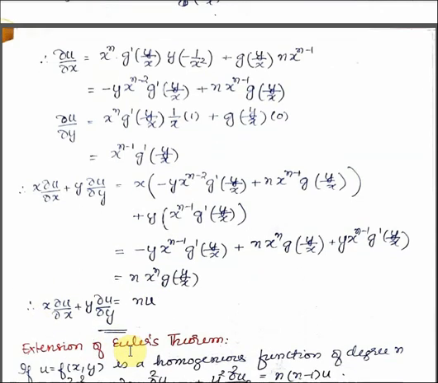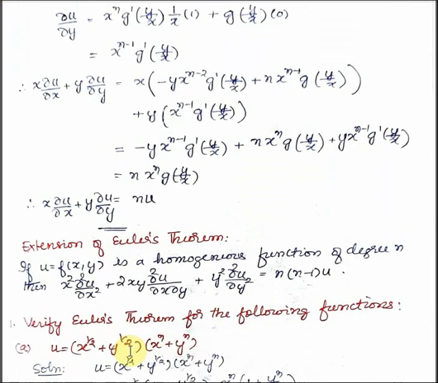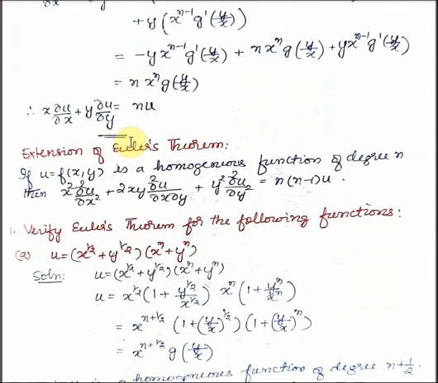Euler's theorem is a very nice theorem. I can extend it to the second order partial derivatives also. So this is the extension of Euler's theorem. If u is equal to f of x y, a homogeneous function of degree n, then I can extend to the second order partial derivatives. There are three second order derivatives.